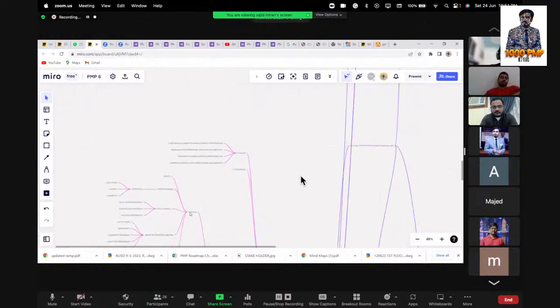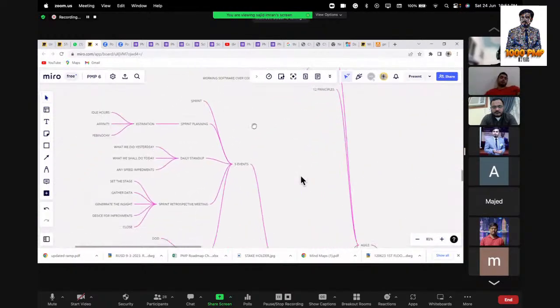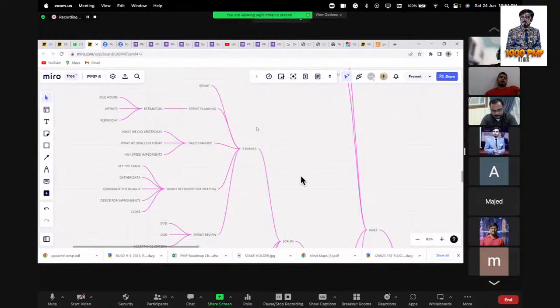Sprint, Sajid, just scroll up. Sprint, so 5 events. We talk about Agile, sprint planning, daily stand-up. Just scroll up. Sprint retrospective meeting and sprint review. These are the 5 events.